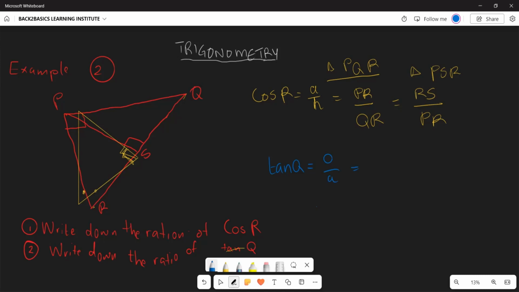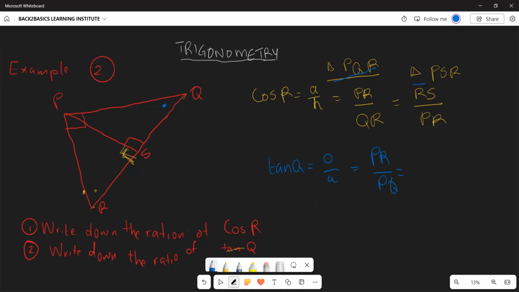Let's remove this so that we can see. If you look at this bigger triangle, can you see that this is your tan Q? In this bigger triangle, which is your triangle PQR, the side that is opposite is going to be your side PR, and the side that is going to be adjacent is going to be your PQ.